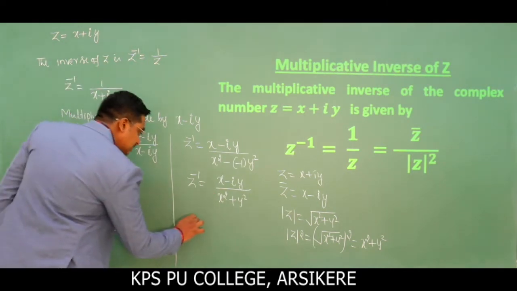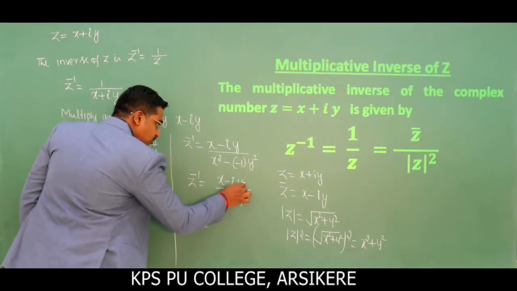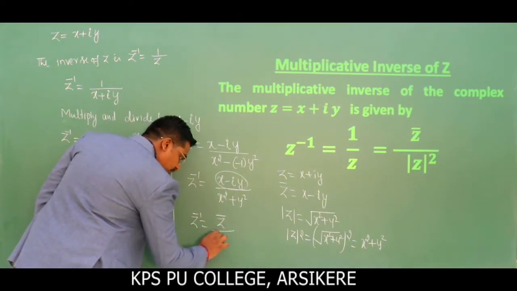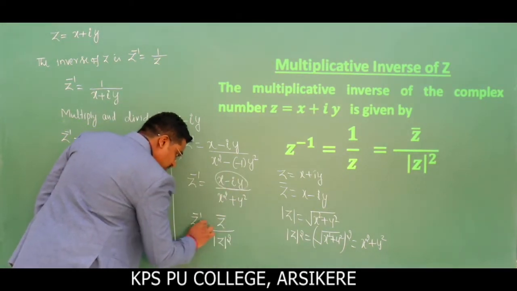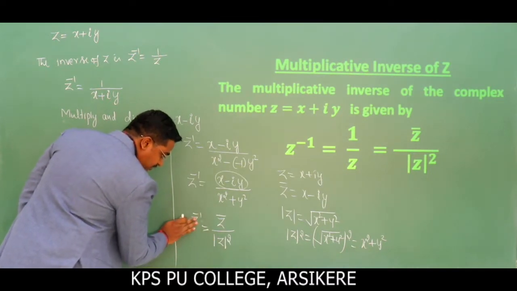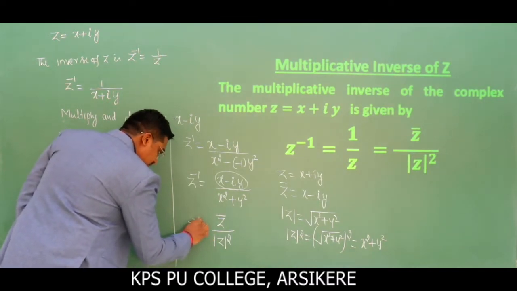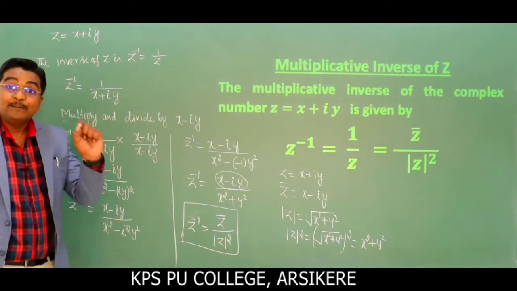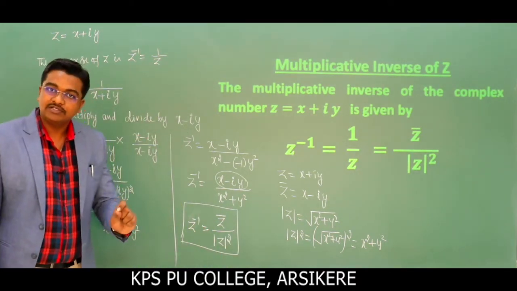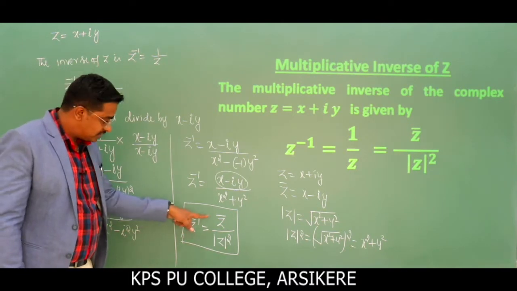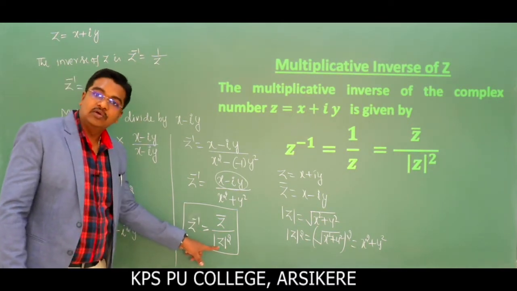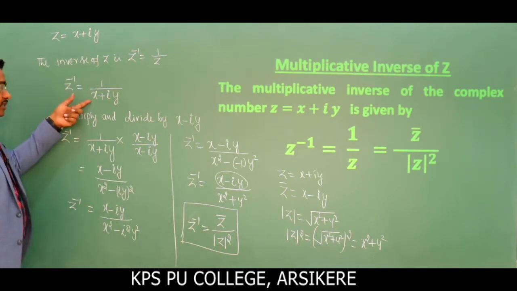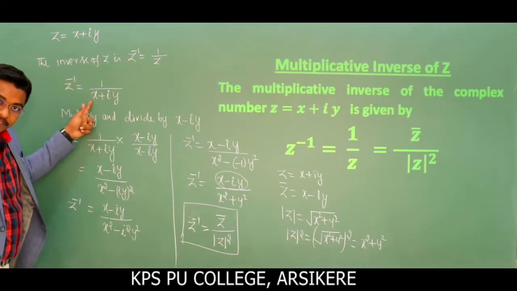So therefore z inverse is equal to z bar divided by modulus of z whole square, mod of z whole square. This is z inverse. This is called the multiplicative inverse of the complex number: z inverse is equal to z bar divided by mod z whole square. So either you have to use the direct formula or else go with this method. Both are valid.